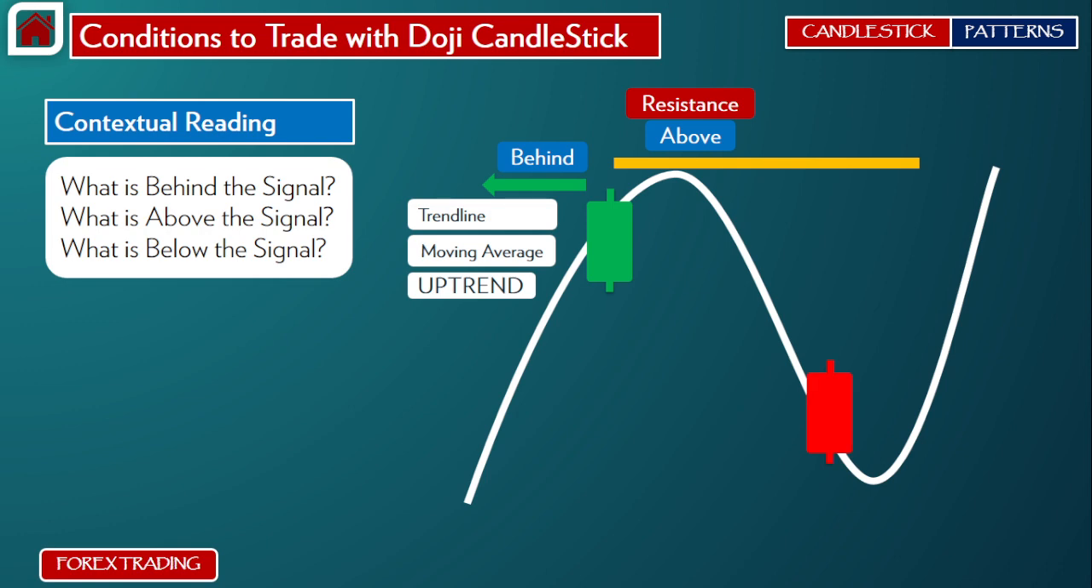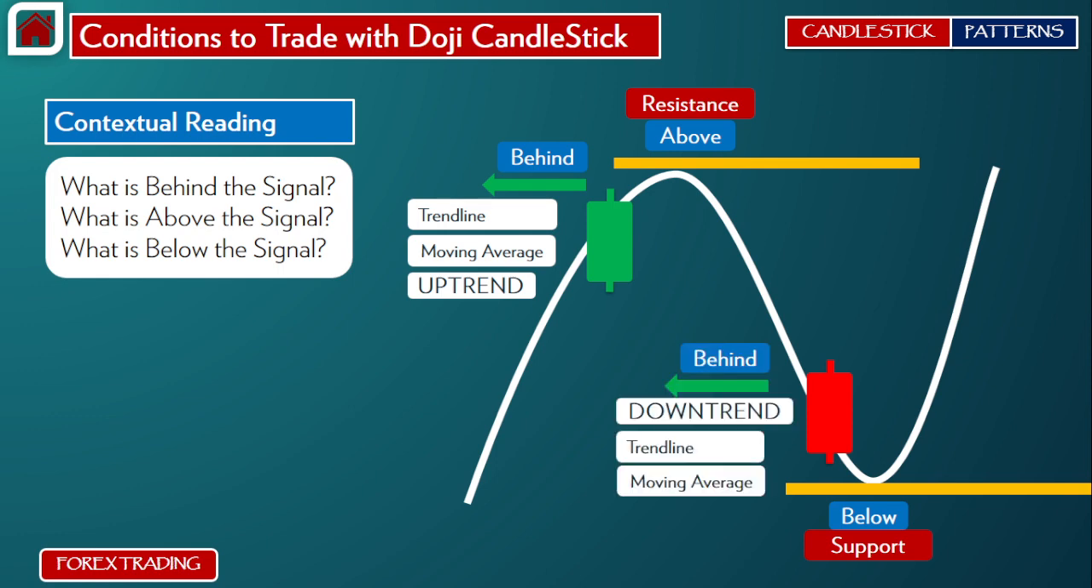On the other hand, if we see the candlestick signal over here, we will see what is below it. There is a support level from where the price bounces upward. And then we will see what is behind it, and we can clearly see it is a downtrend, and we will analyze more information in the form of a trend line and moving average. So this is how we do our contextual reading.